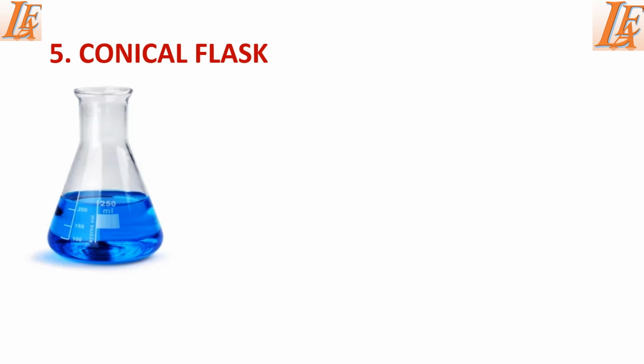sloping sides, and also a narrow neck. Like in this case, if you want to identify a conical flask, then the first thing that you have to look at is a flat base. Then another important thing that you have to look at is the sloping sides. This is what we call sloping sides. And we also have what we call a narrow neck.